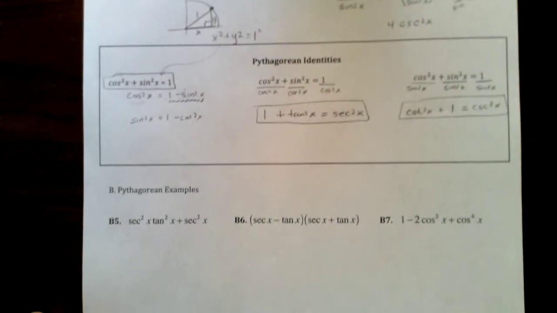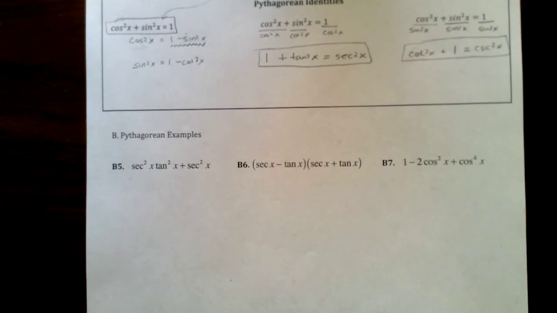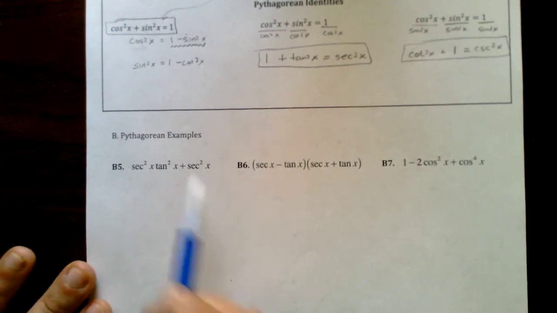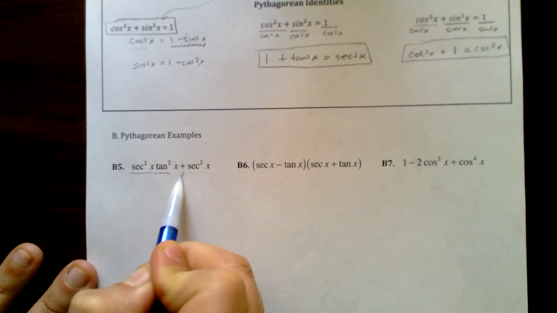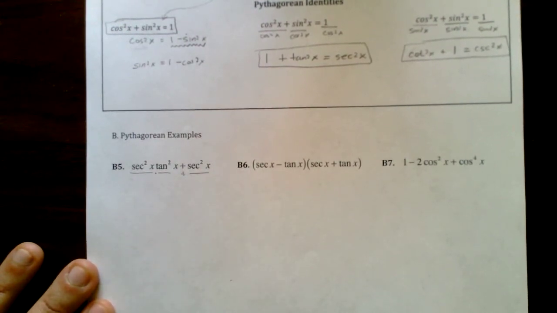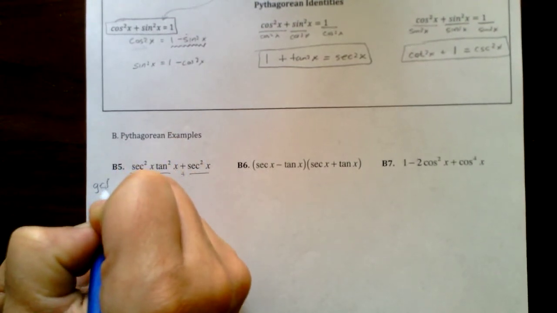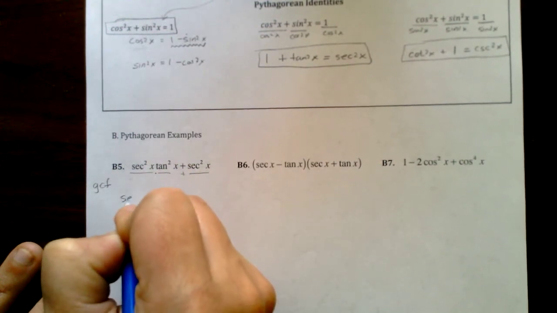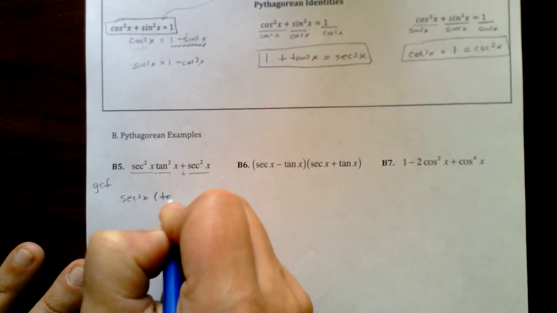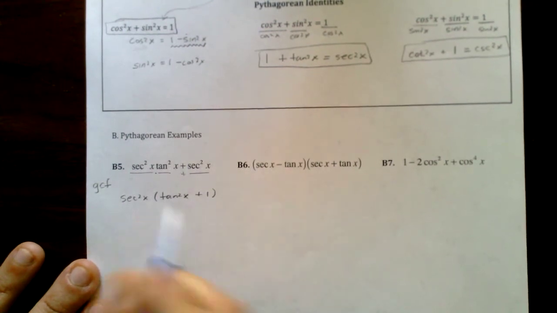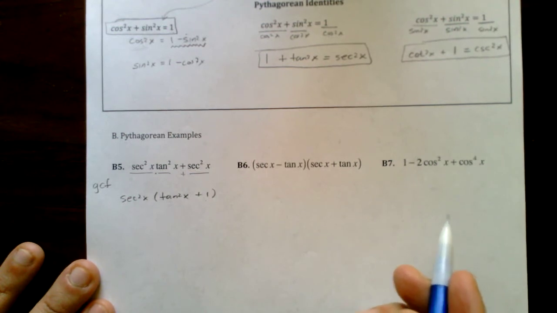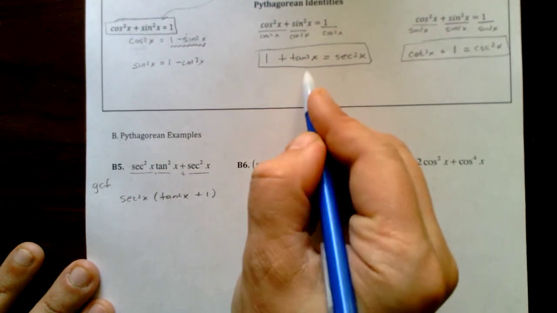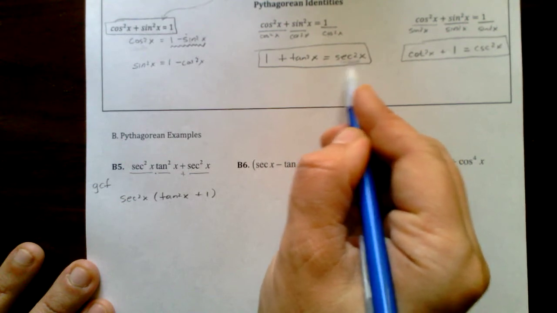So let's do some problems down here at the bottom. These are Pythagorean examples. So when I'm given this, what I should notice is this is one term times another plus a term. Now it doesn't say to do this, but my algebra strategy is going to be GCF. What is common to both of these is secant squared x. When I GCF this, take out the secant squared, I'm left with tangent squared. Take out the secant squared, I'm left with 1.